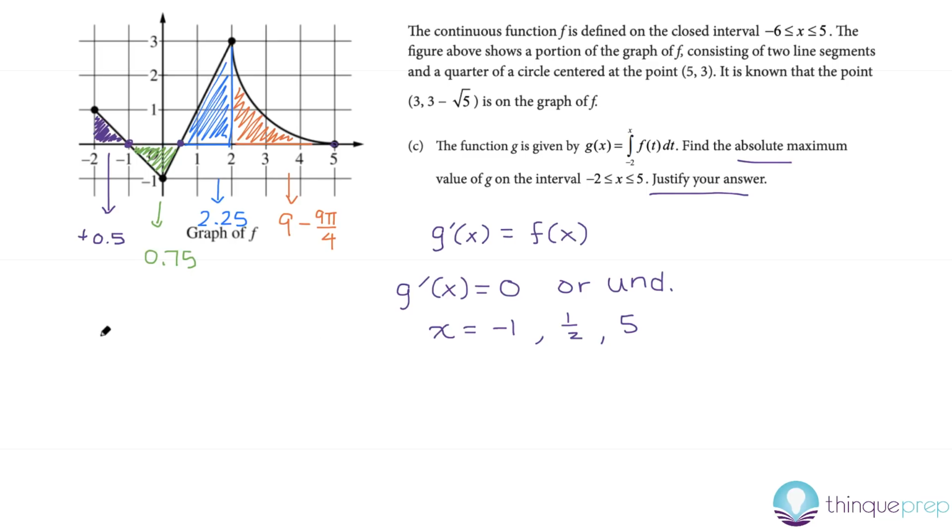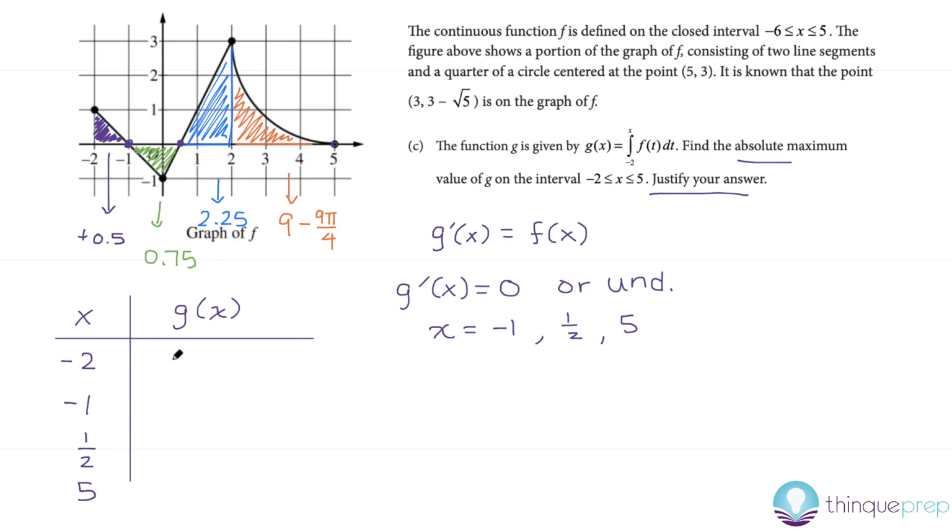And now, when you're looking for the absolute maximum, I think the easiest way is to do a t-chart. One of the ways that AP Calculus has said that they can award you points is by plugging in the critical values as well as your endpoints into the function to assess which values are either the greatest or the smallest, depending on what you're trying to find. So we need to plug in negative 2, negative 1, 1/2, and then the number 5.